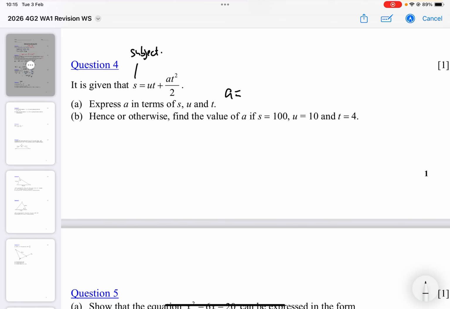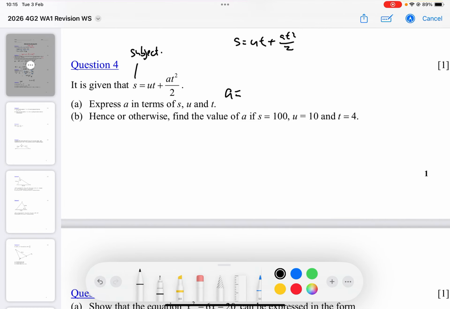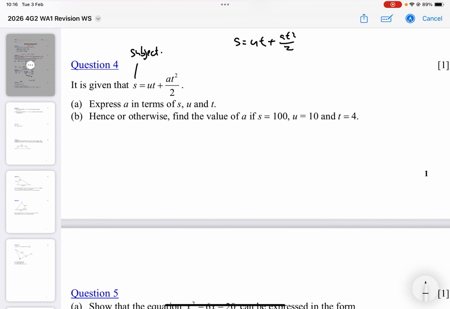Okay, so I start with s equals ut plus at squared over 2. I must first look at all the terms and see where all my a's are. So in this case, my a is only on the right hand side within the fraction at squared over 2. So I want to isolate it. I want to bring it alone. So I know that on the right, I don't want the ut to be with my fraction. So I want to move the ut to the left first. So s I never touch, but I want to move the ut to the left.